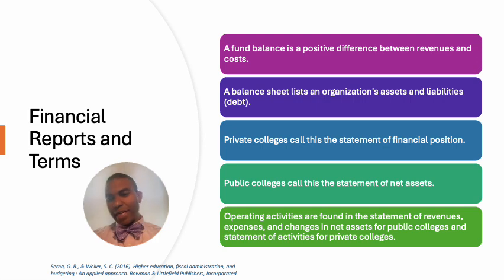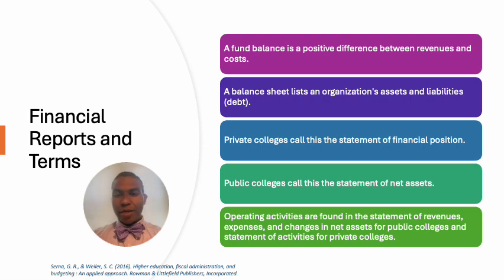Balance sheet is the next term, or report. It's a list of the assets and liabilities of that college. And liabilities essentially are different forms of debt. You'll see balance sheet more in corporate finance, but in higher education, colleges use different terms. The private colleges usually call the balance sheet a statement of financial position, whereas the public colleges typically call the balance sheet a statement of net assets.